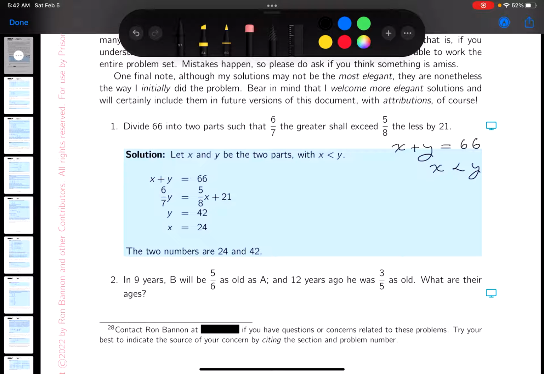And then what I'm going to do is continue to read and write down exactly what they said. So they said 6/7 of the greater part, I'll write this over here, shall exceed 5/8 of the lesser part by 21. All right, so I'm going to claim at this stage of the game, I'm really done reading. And what I'm looking at is really basically some simple algebra.